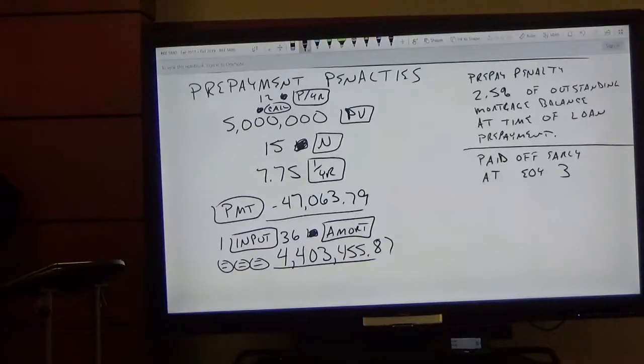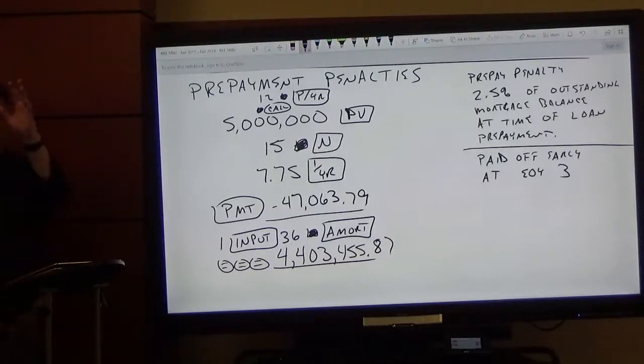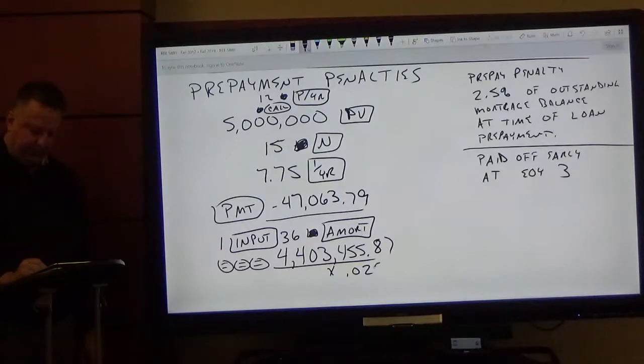Okay, so just to put things into perspective, how far into the loan are we? 36 months, or 3 years. And so after 3 years, we still owe, once again, 4.4 million. It's a lot that we still owe. Now, what we're going to be charged is 2.5% of that as a prepayment penalty.